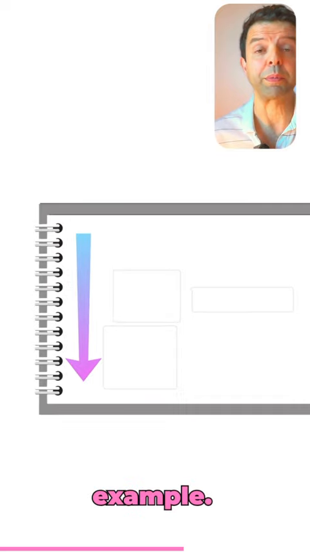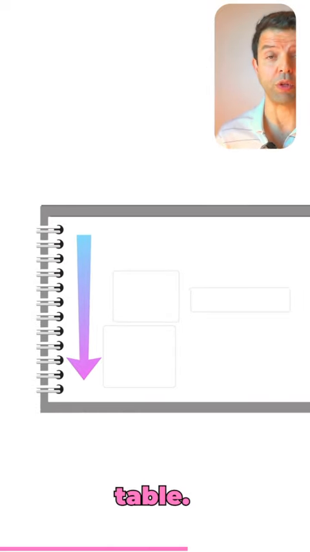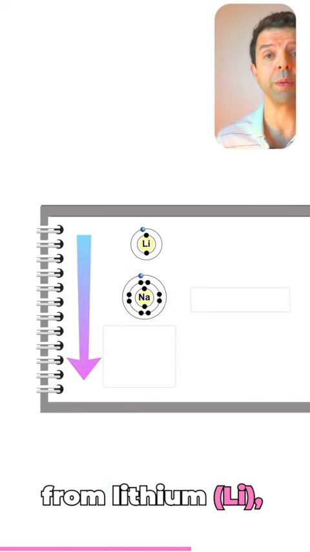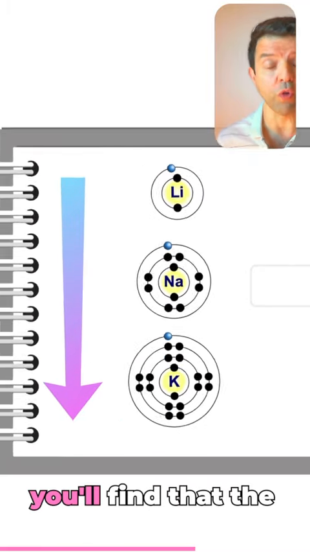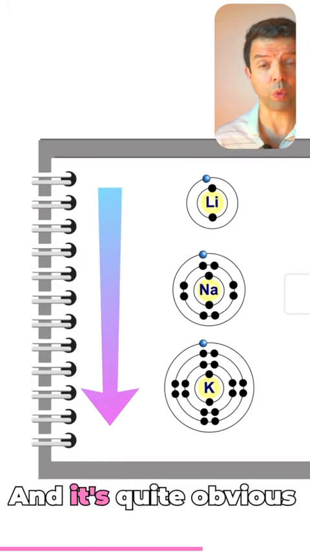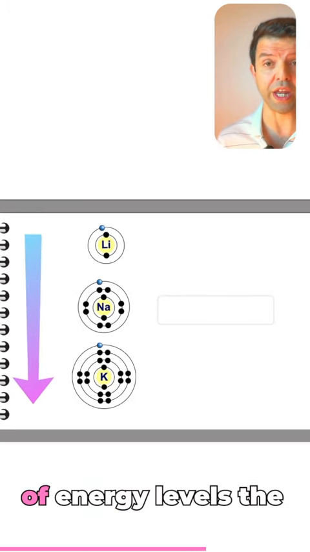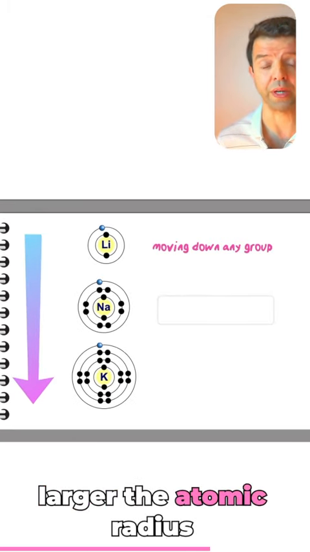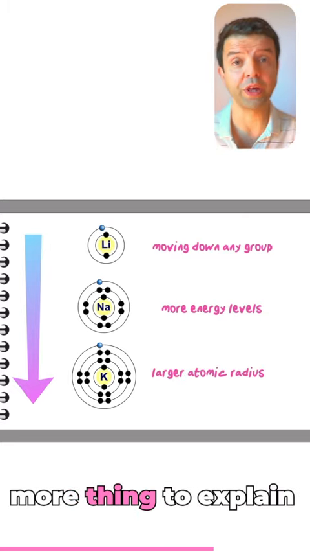Now let's take an example. Let's take the first group of the periodic table. If you go all the way from lithium, sodium, and potassium, you'll find that the number of shells or energy levels is actually increasing. And it's quite obvious, the greater the number of energy levels, the larger the atomic radius is. Now we still have one more thing to explain here.